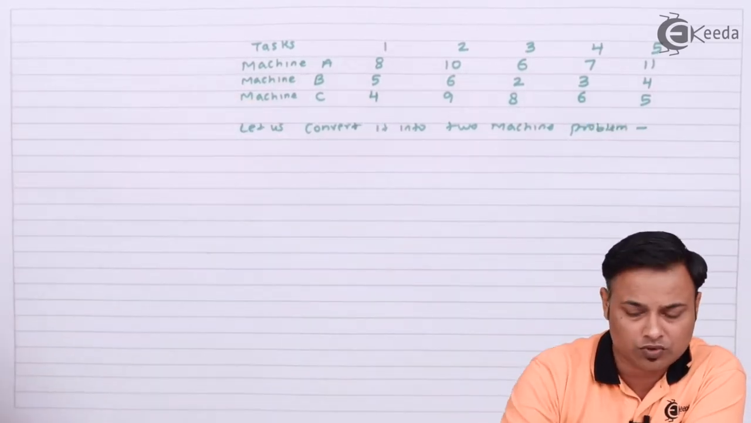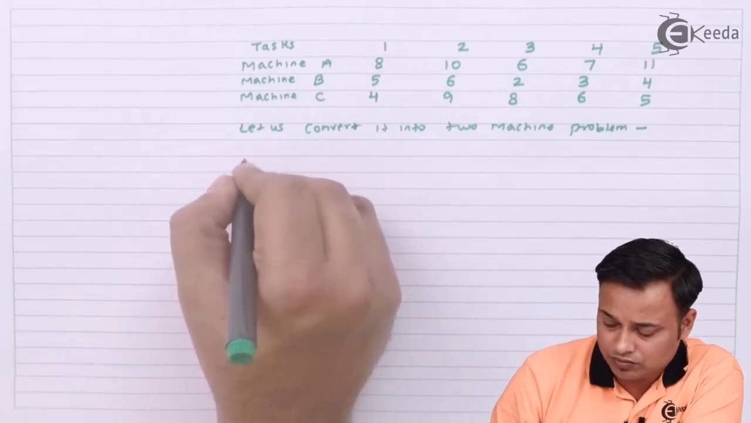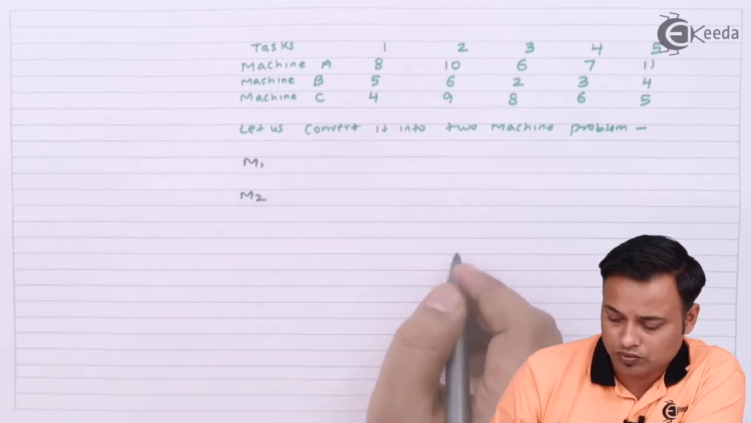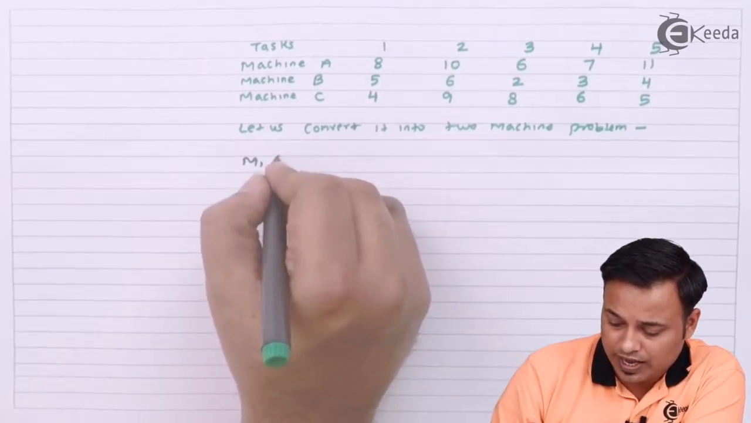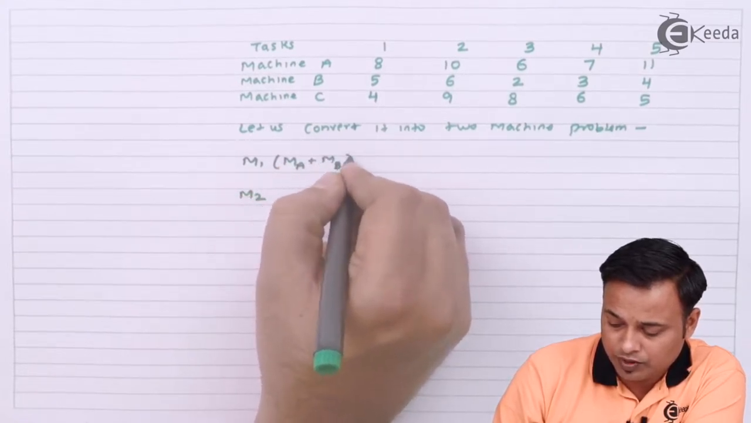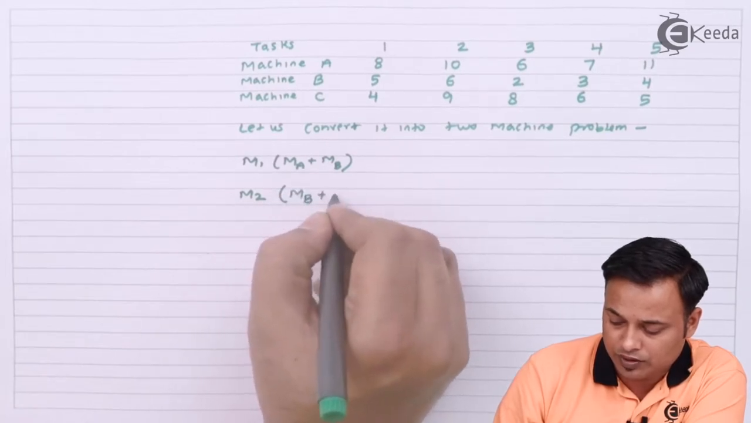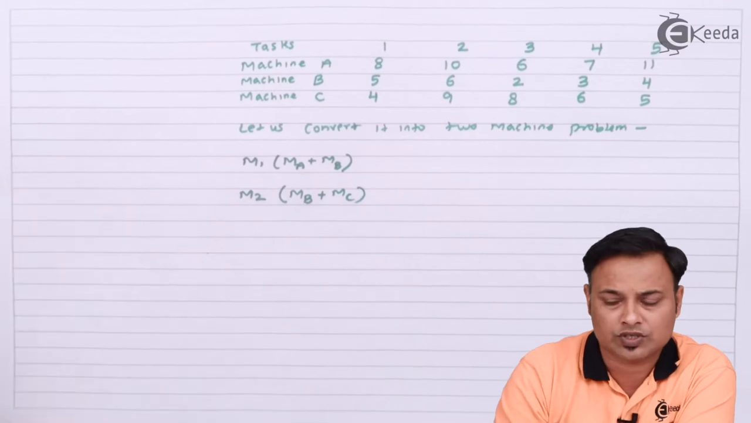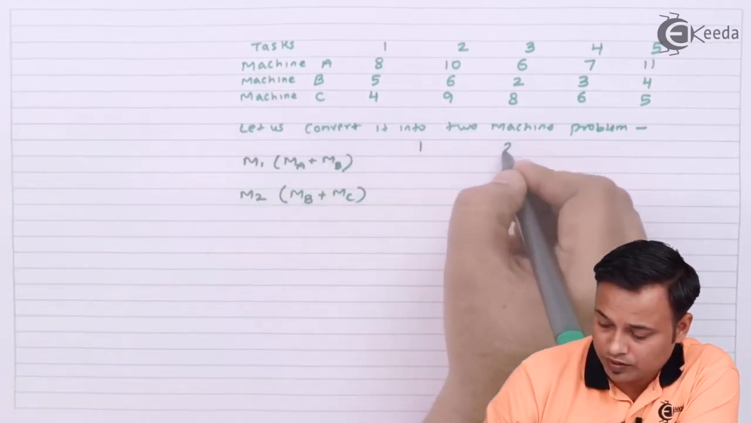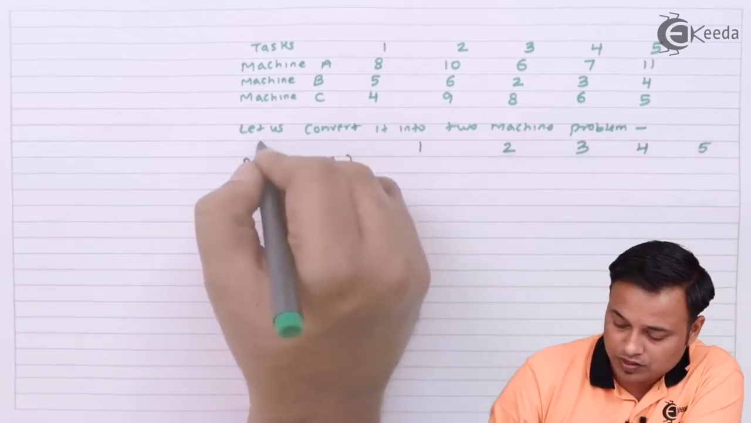इसको हम लोग टू मशीन प्रॉब्लम में कन्वर्ट करते हैं, तो मैं यहां पे नया नाम देता हूं, मशीन 1 एंड मशीन 2. फॉर मशीन 1 वी विल ऐड द टाइम ऑफ मशीन ए प्लस मशीन बी, एंड फॉर मशीन 2 वी विल ऐड द टाइम ऑफ मशीन बी प्लस मशीन सी. ये मेरे टास्क ऊपर लिख देता हूं मैं. These are my tasks.